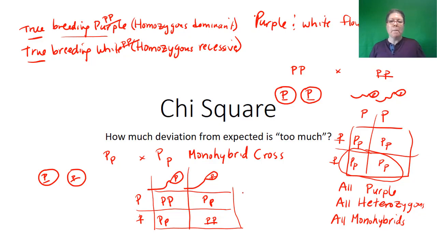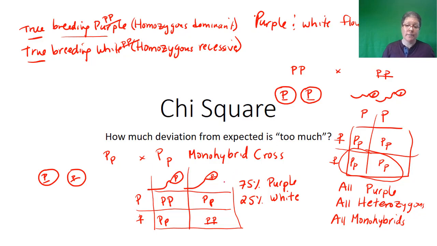So if we were to do a monohybrid cross, we would expect 75% to be purple and 25% to be white. So 1, 2, 3, these are purple. Even though they have different genotypes, they're still purple. So looking at them with the unaided eye, we would just see purple. We wouldn't know by the fact that they were purple whether they were homozygous dominant or heterozygous. And we have 1 out of the 4 is 25%.